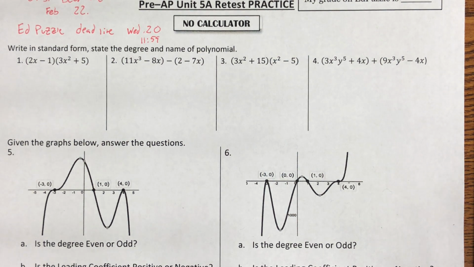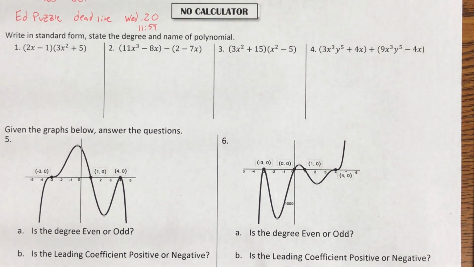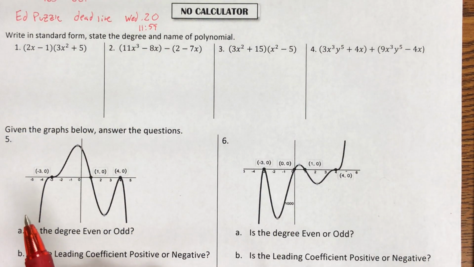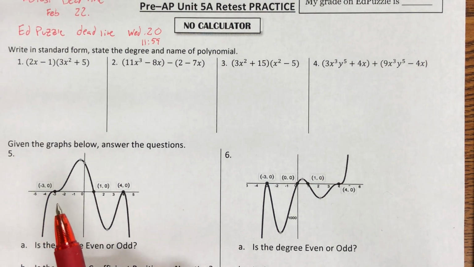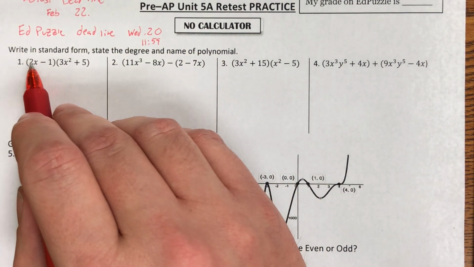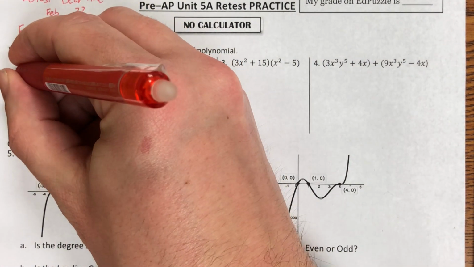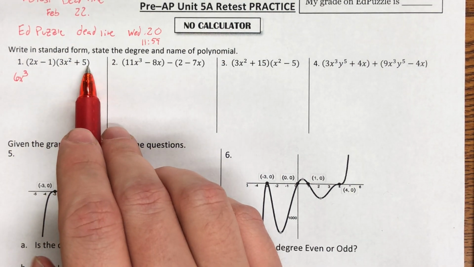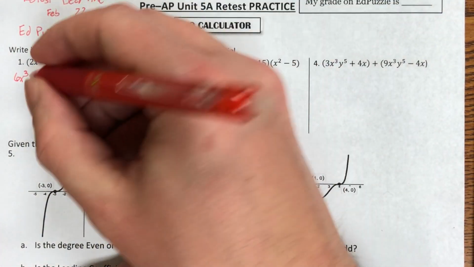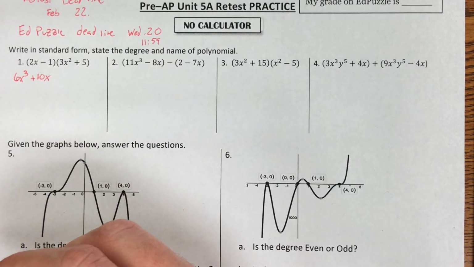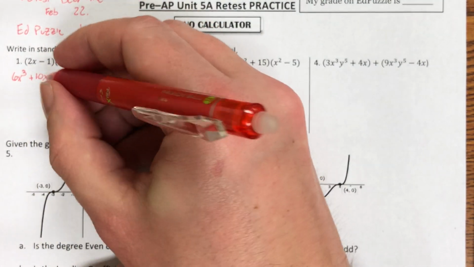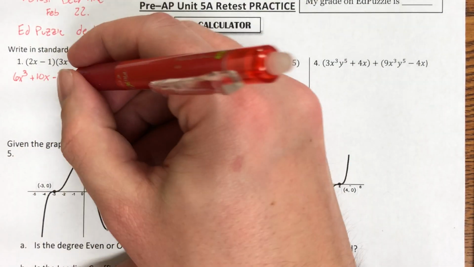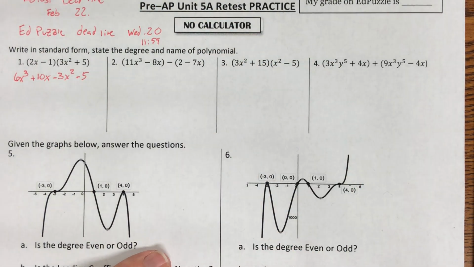Okay. These first ones, we are foiling this out, doing whatever operator is being asked of us, and getting it into standard form. So here I've got 2x times 3x squared. It's going to give me 6x cubed. 2x times 5 will be plus 10x. Then negative 1 times 3x squared, minus 3x squared, negative 1 times 5, minus 5.